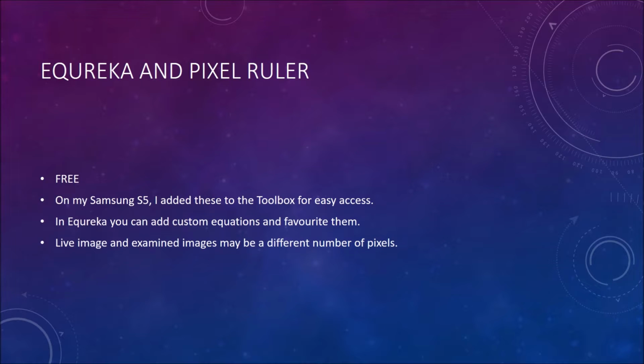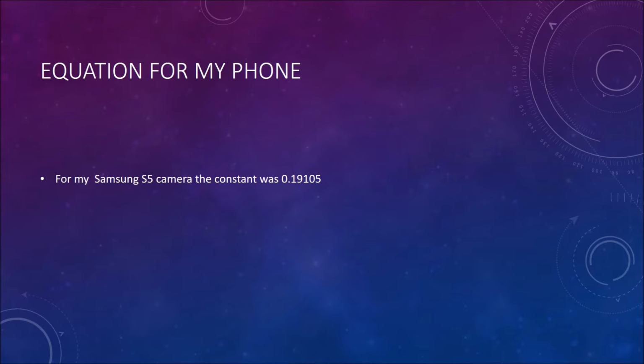A live image and examined images may be different numbers of pixels. This would mean that you would potentially need different constants depending on how you're looking at your image. For my phone, a live image and say a screenshot of a video are actually completely the same scale, so it's great. I only need the one constant here. The equation for my phone gave me a constant of 0.19. I can use that in this equation. Distance equals size times magnification divided by the number of pixels times my constant.